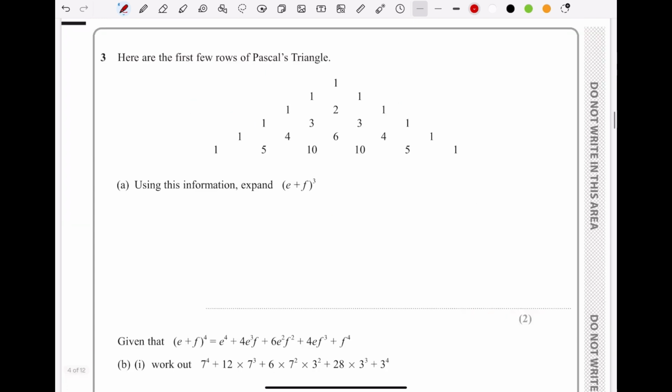Okay, so now we are given the first few rows of Pascal's triangle. And we know that the third row gives us the coefficients of a bracket squared. The fourth row will give us something to the power of 3. Therefore, we know that to expand (e plus f) to the power of 3, we will have e to the power of 3 plus 3e squared f plus 3ef squared plus f cubed.